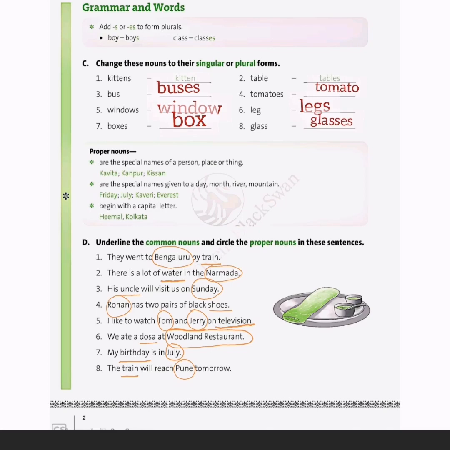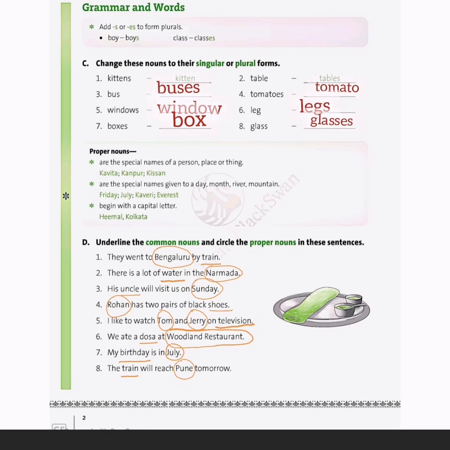Because it is a special name of a day. That's why we will underline uncle and we will circle Sunday. And see, all the proper nouns, Bengaluru, Narmada and Sunday, they all start with a capital letter. This is also a sign that a proper noun starts with a capital letter. So we can circle them.